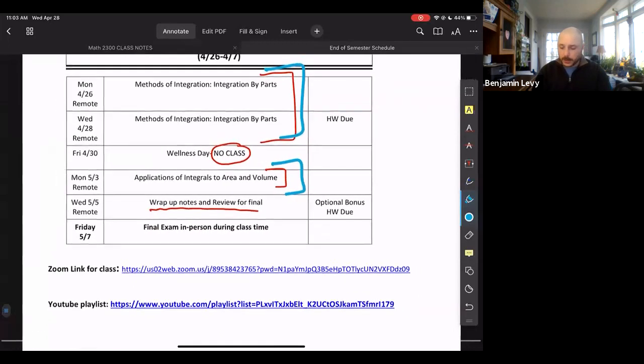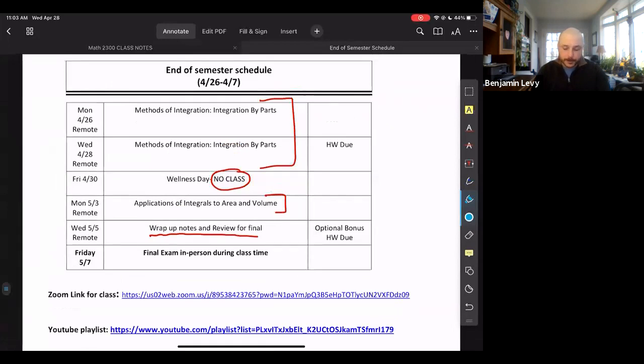Anyway, as far as the schedule, we're here on Wednesday. We're going to finish up integration by parts. We'll look at a little bit of application, maybe start that today and finish it up the following Monday, because we don't have class this Friday. So please keep that in mind.